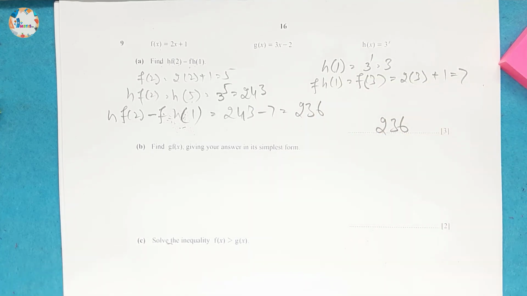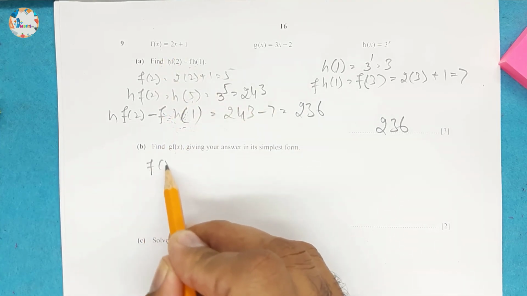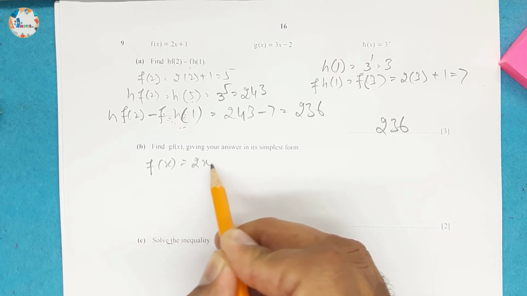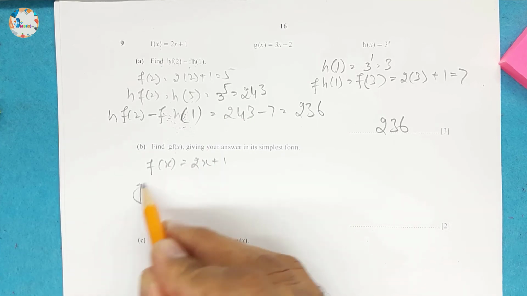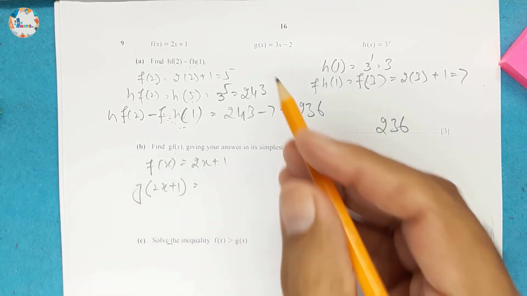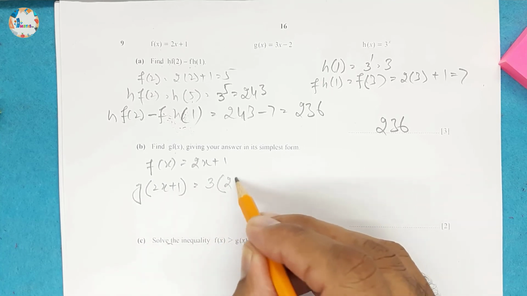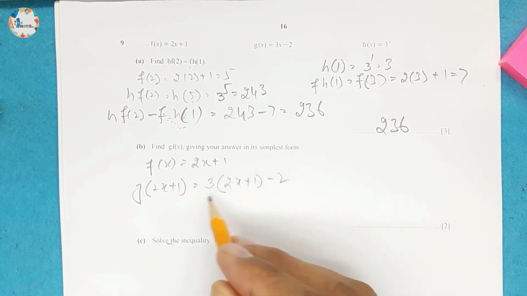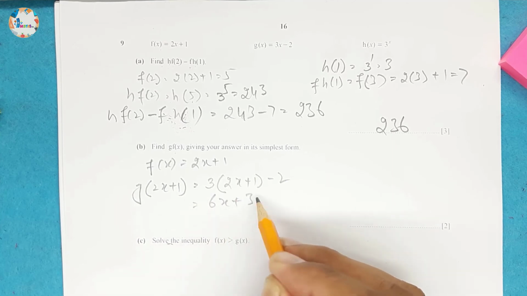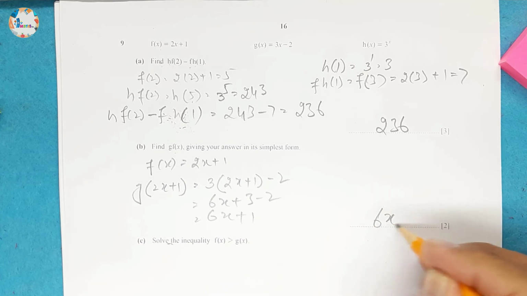Find g of f of x, giving your answer in simplest form. So f of x we already have. f of x is equal to 2x plus 1. So g of f of x means g of 2x plus 1. This will be equal to g, in g of x we will be replacing x with 2x plus 1. So it will be 3 into 2x plus 1 minus 2, and this will be 6x plus 3 minus 2. So this will be equal to 6x plus 1. So our answer will be 6x plus 1.